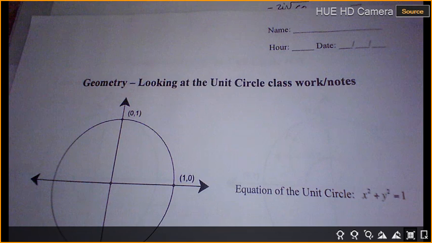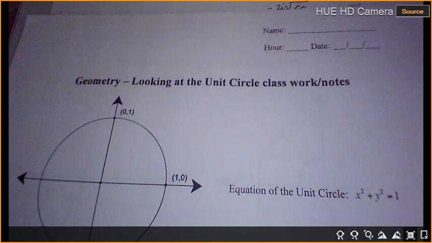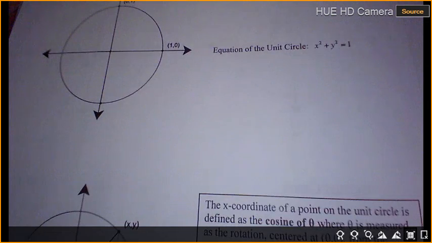We know that the x-coordinate of a point on a unit circle is defined as the cosine of theta, where theta is measured as the rotation centered at (0, 0) from the positive x-axis to the radius that contains the point, abbreviated as cosine theta.